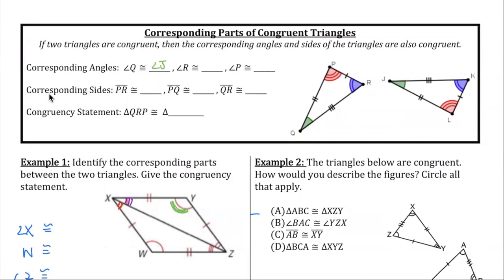Sides also work the same. If I'm trying to find side PR, I'm going to start by looking for side PR in my diagram. And side PR is notated with one tick mark, which means if I go over to my other triangle, I'm looking for the other one that has one tick mark, which is side LK. So side LK is going to be what we fill in to that.